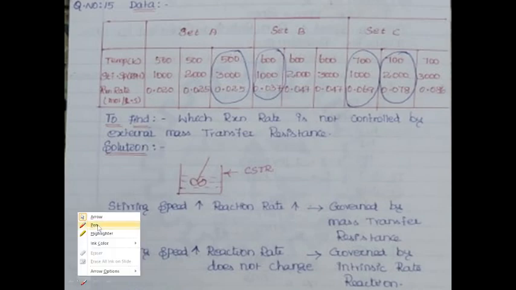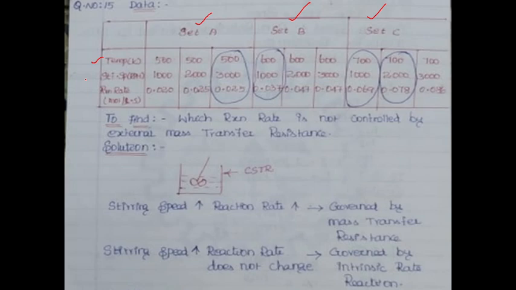So here we have three sets of kinetic data, set A, set B and set C, with different temperatures and stirring speeds, and the reaction rates are given. The objective of this question is to determine the reaction rate that is not controlled by external mass transfer resistance. Which reaction rate? We are going to find out in the solution part. If stirring speed increases and reaction rate increases, this is governed by mass transfer resistance. If stirring speed increases and reaction rate does not change, this is governed by intrinsic reaction rate.